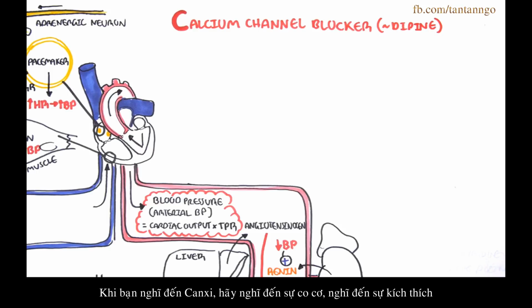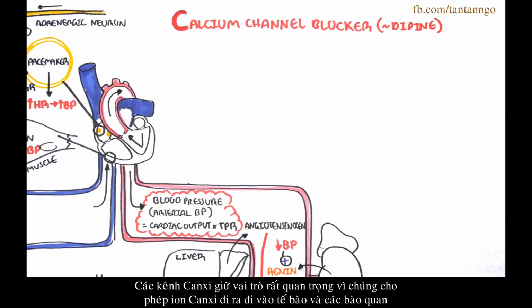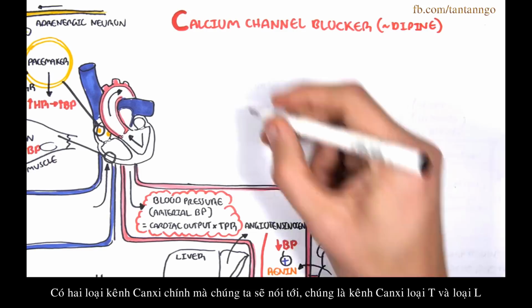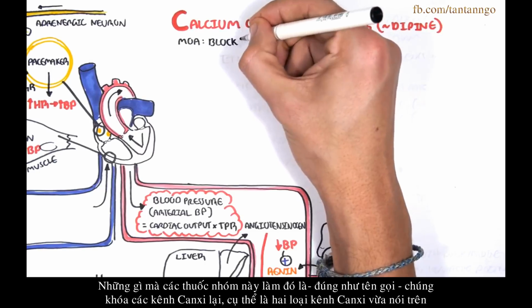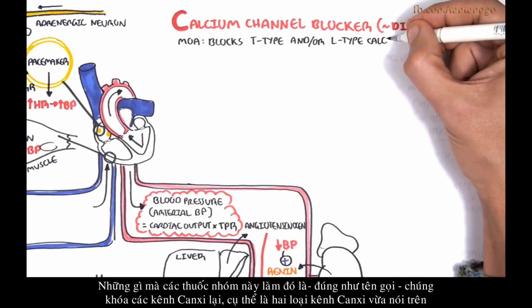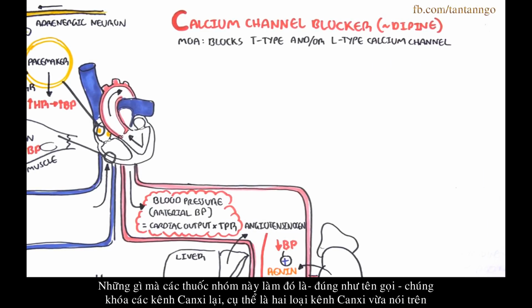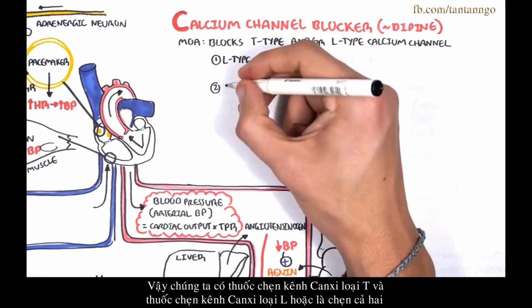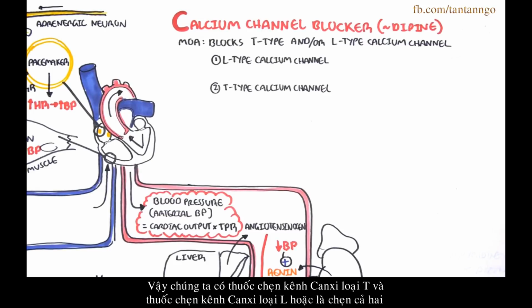Think of excitability. Calcium channels are important channels in our body that allow the movement of calcium in and out of cells or cellular organelles. There are two main calcium channels we will talk about, the T-type calcium channels and the L-type calcium channels. What these drugs do, as the name suggests, is block calcium channels. More specifically, they block T-type calcium channels and/or L-type calcium channels. So there are L-type calcium channel blockers or T-type calcium channel blockers or both.